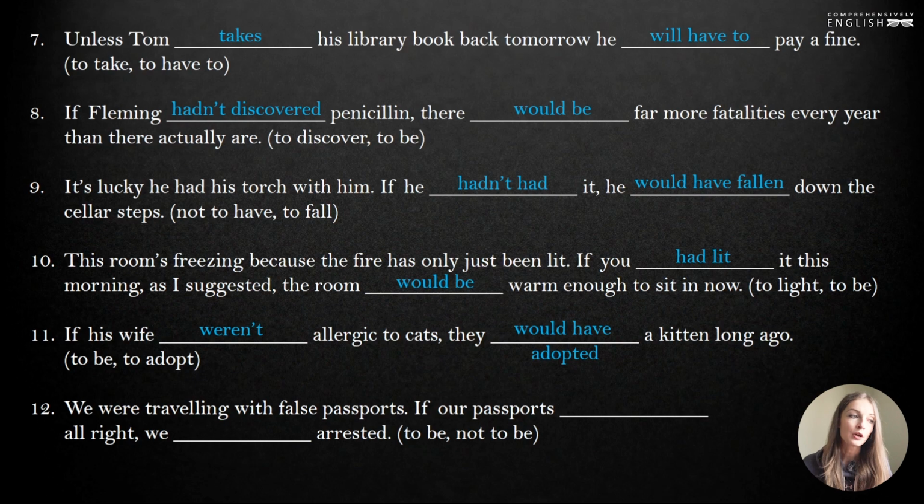And number 12. We were traveling with false passports. If our passports had been all right, we wouldn't have been arrested. We are dealing with a situation from the past. So it's the third conditional, and the past perfect tense is used in the subordinate clause, would plus the perfect infinitive in the main clause. This situation cannot be changed. It's absolutely unreal. An unreal situation in the past.